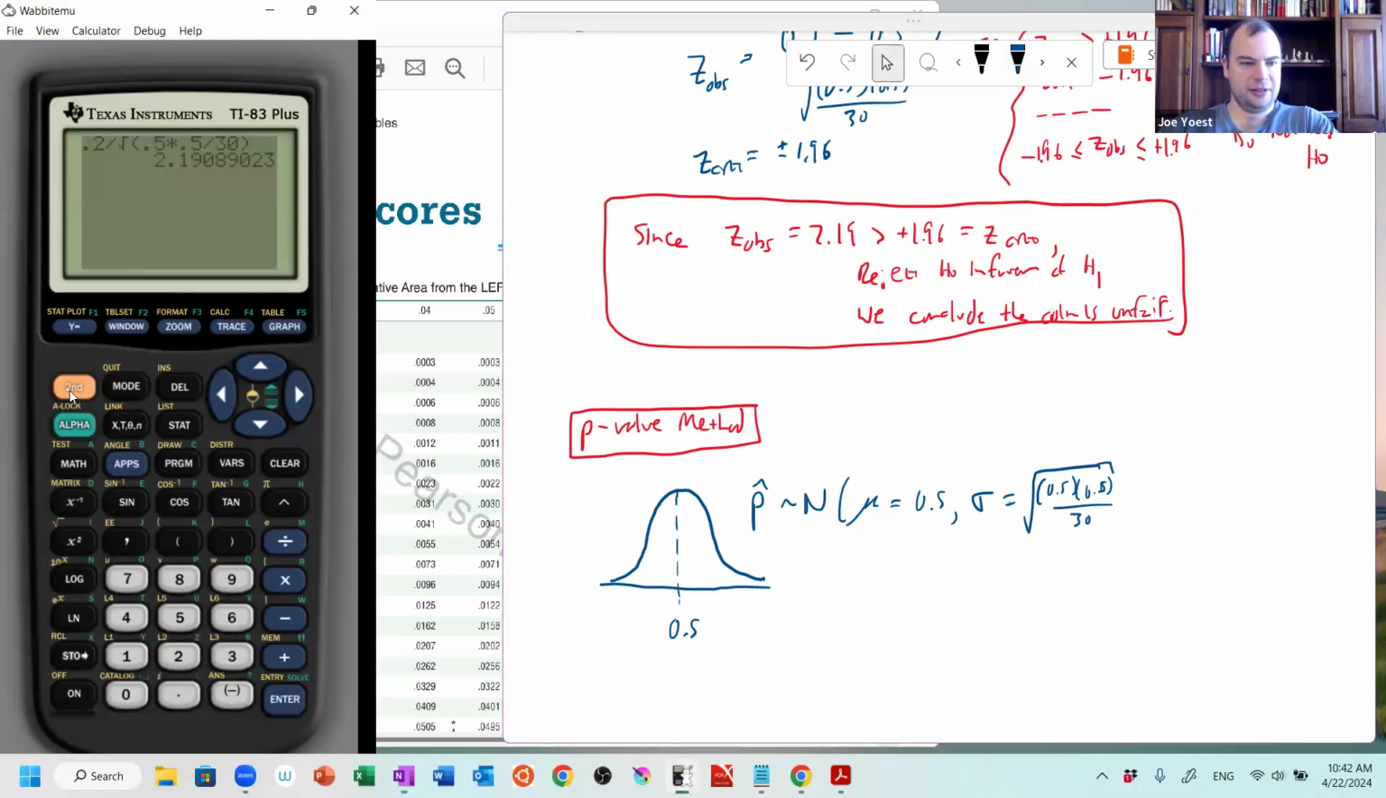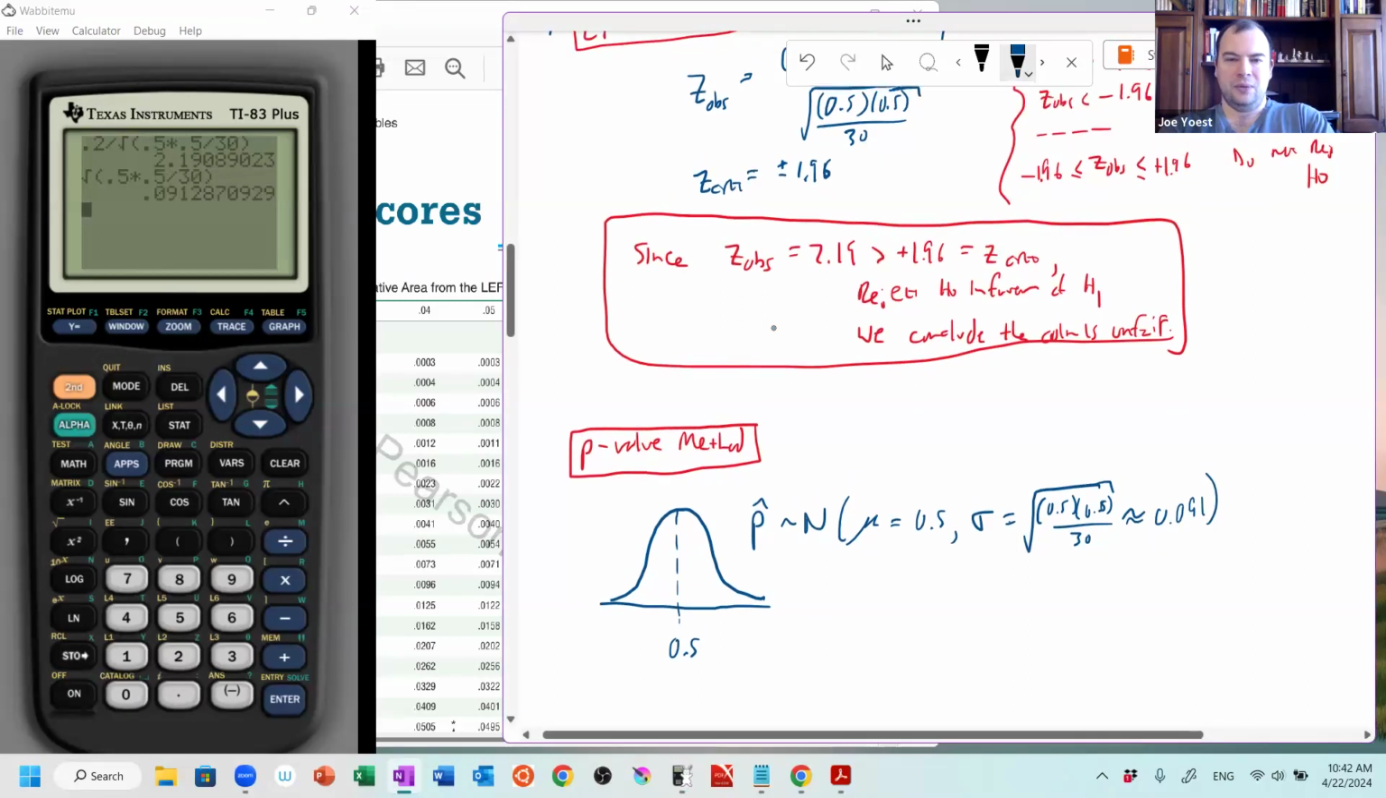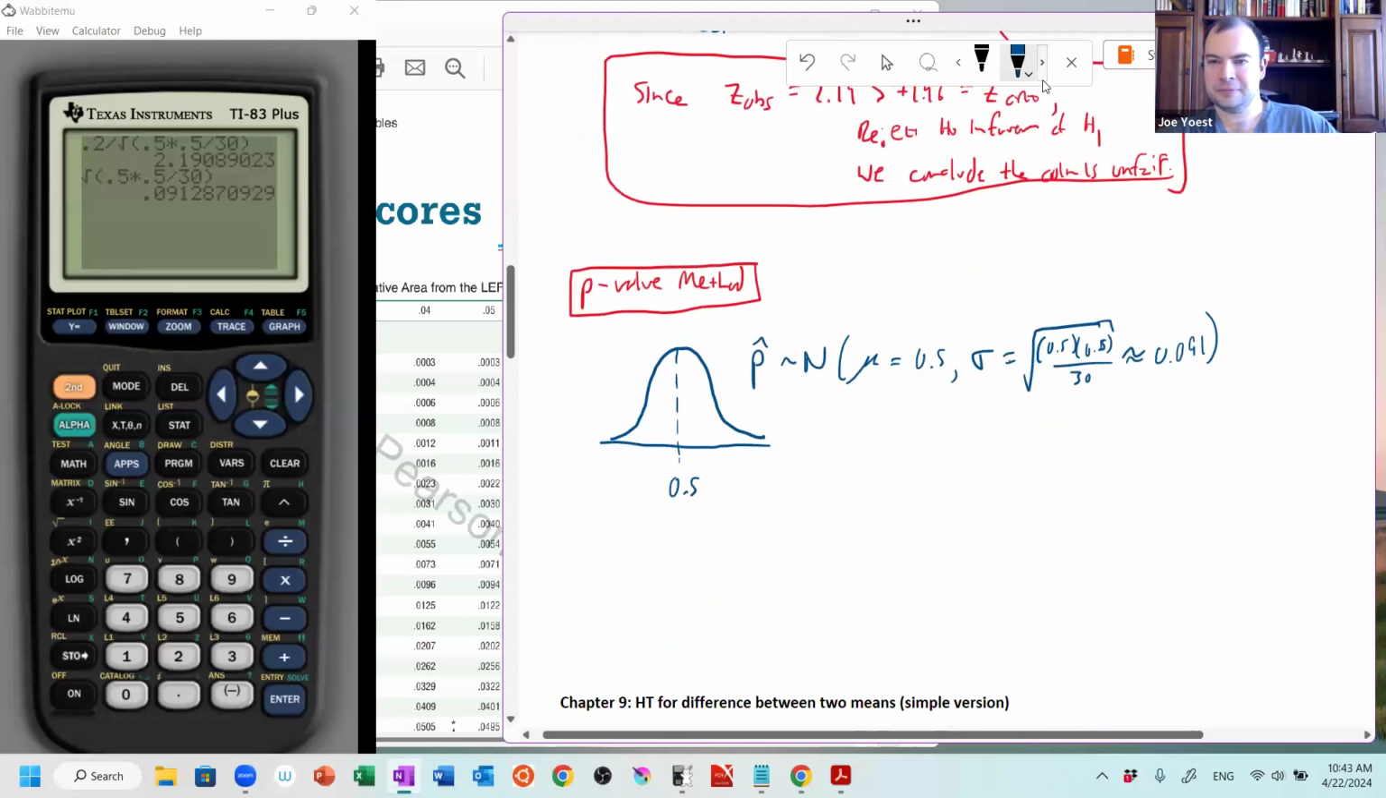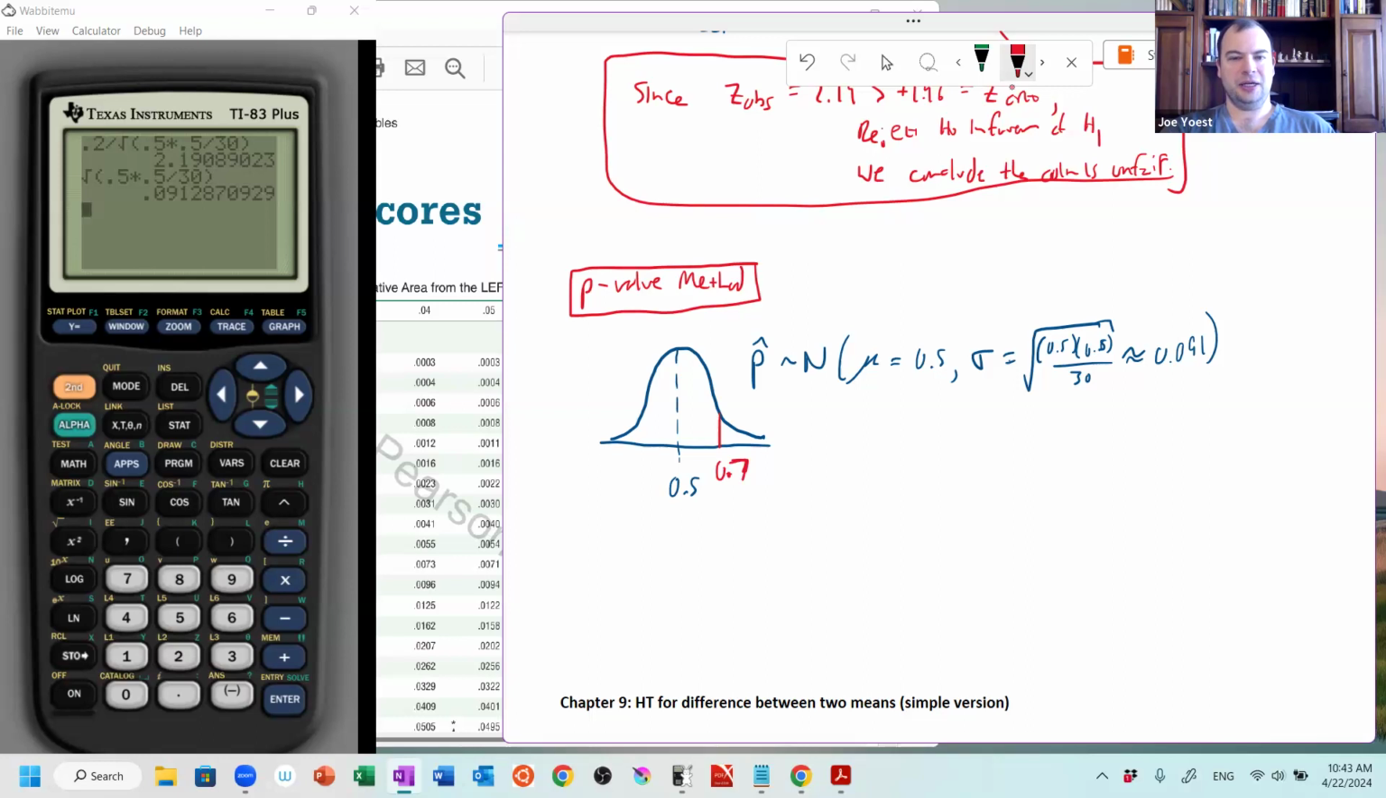Let's figure out what that is. I actually have that already in my calculator, more or less. We just have to delete a few characters. So root 0.5 times 0.5 over 30. That's about 0.091. Now, what is our p hat observed? That was 0.7. Remember, we're doing these calculations under the assumption that H naught is true, that p is actually 0.5.